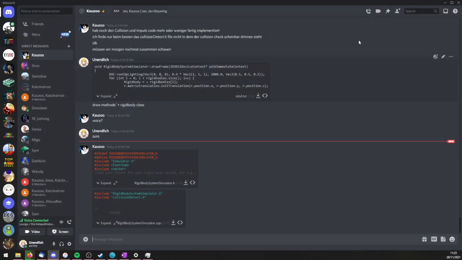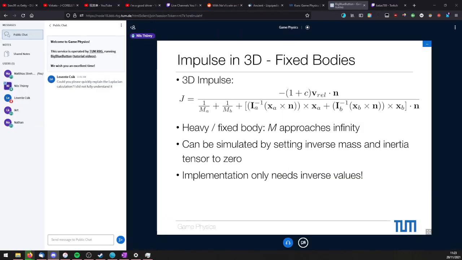One last question about forces. Should they be applied all the time to the body?